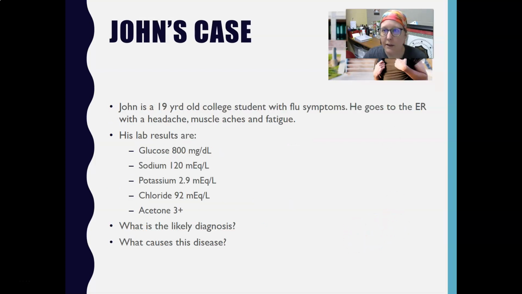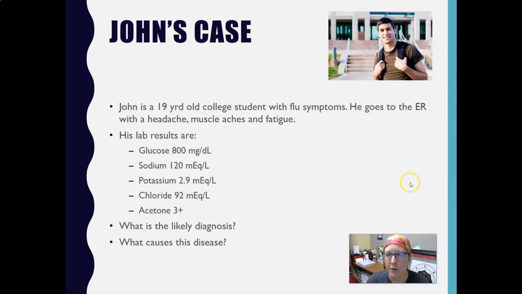So let's talk about a case here. I'm going to move my little camera down. So John is a 19-year-old college student with flu symptoms. He goes to the ER with headache, muscle aches, and fatigue. And no, he does not have coronavirus. His lab results are a glucose of 800 milligrams per dL, a sodium of 120 milliequivalents per liter, a potassium of 2.9, a chloride of 92, and a 3+ acetone level. What is the likely diagnosis and what causes this disease?